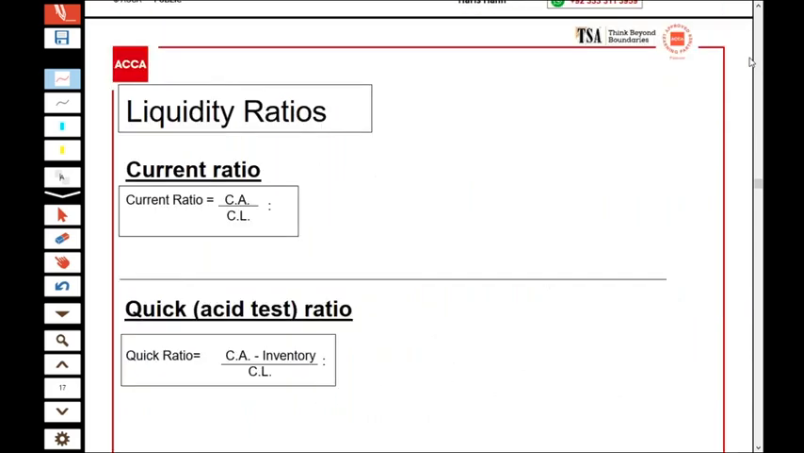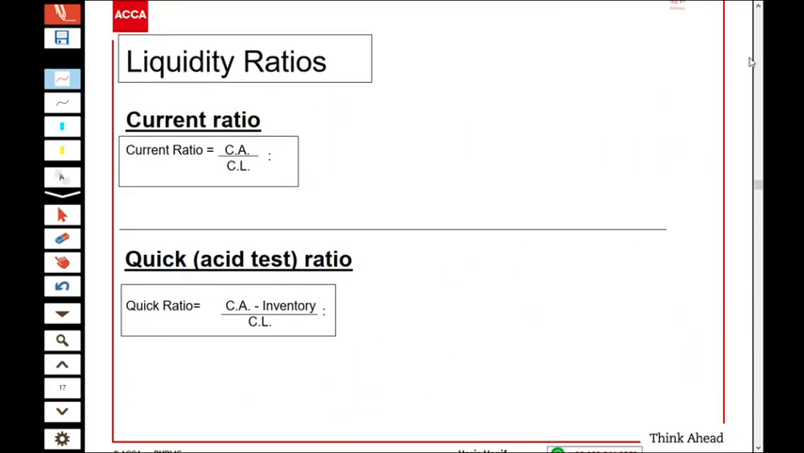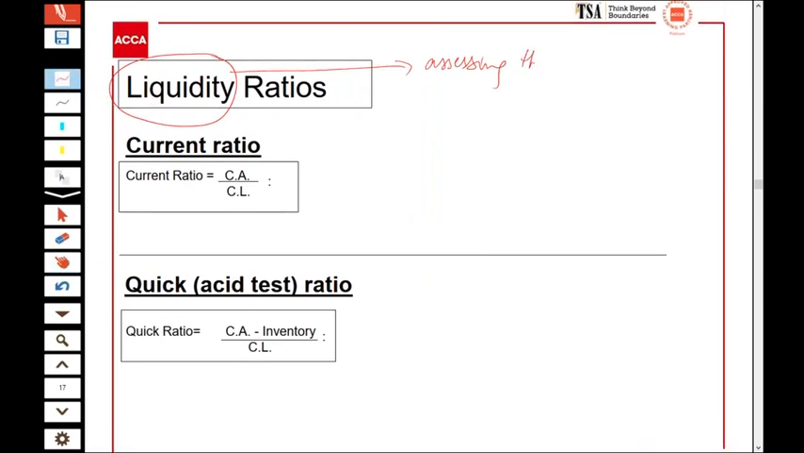Now let's move on to the next slide, that is the liquidity ratios. First of all, I need to explain the term liquidity. Liquidity means assessing the liquidity status. What exactly do you mean by the term liquidity status? Liquidity is basically showing how much current assets you have.